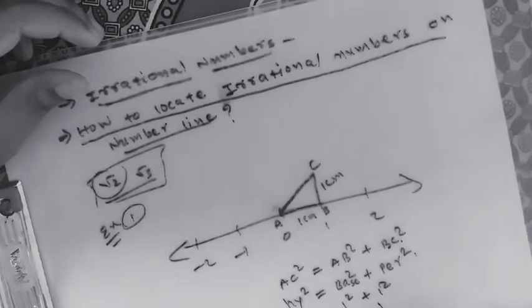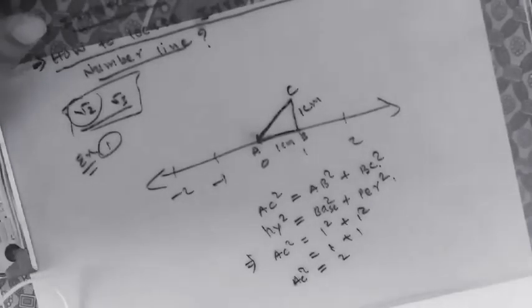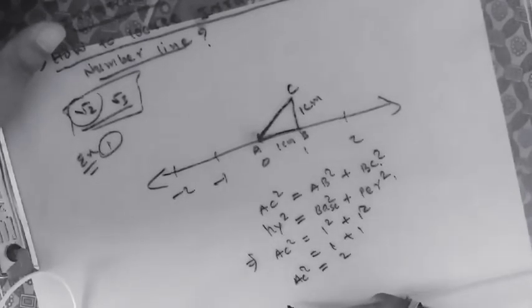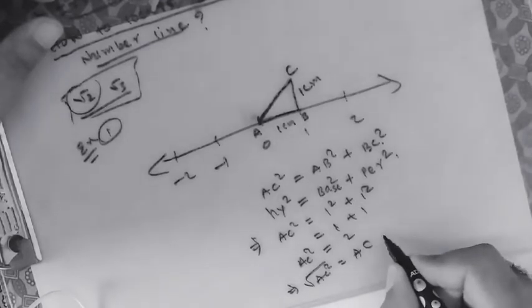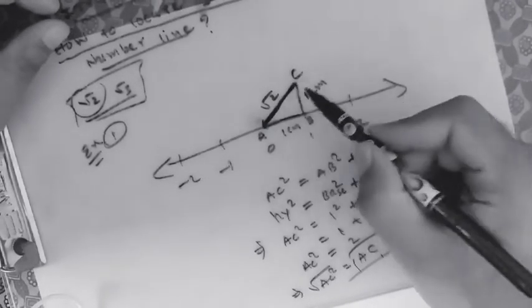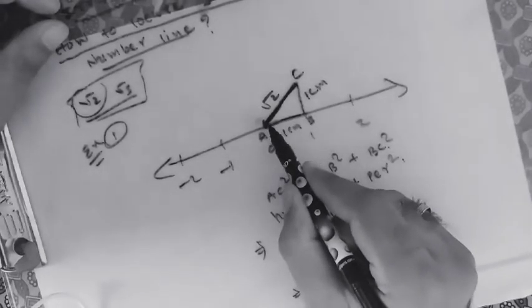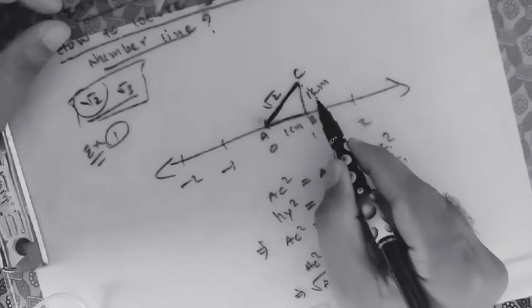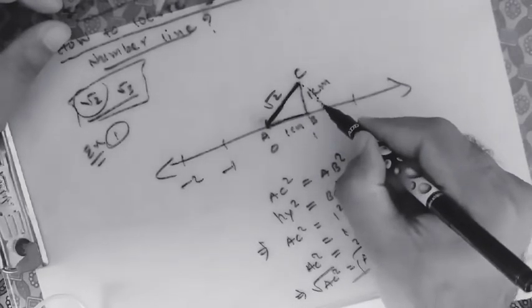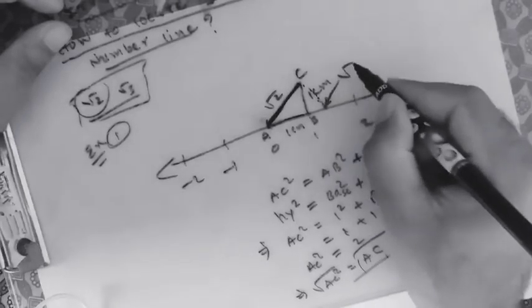Now by applying square root on both sides, we can easily find the value of AC. So under root AC square is equal to AC is equal to under root 2. So this is under root 2. Now we can measure this length and take this length from this point wherever it goes, like we assume that its point is here, so we can represent this point as root 2.